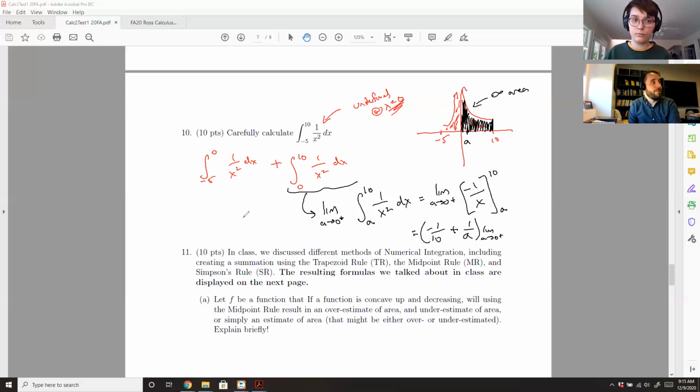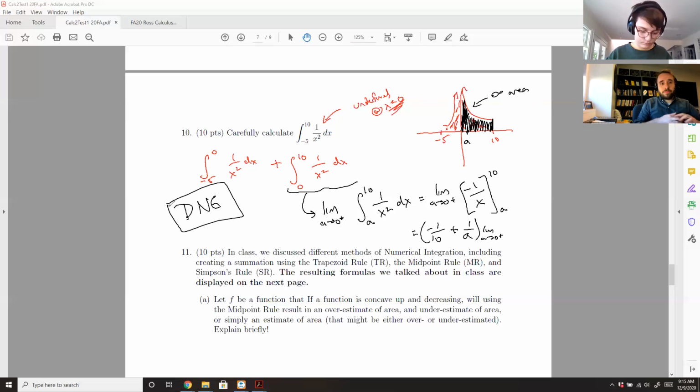So when we try to carefully calculate this, we end up getting that the integral does not exist and that it diverges to infinity. So there's infinite area here. We had to be careful because if we just plugged in 10 and -5, we would have gotten an answer that looked okay on paper, but was unfortunately incorrect.